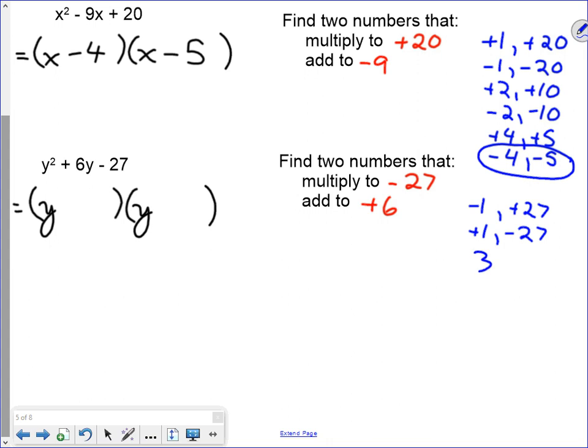I think there's something around 3 and 9. So I could either have negative 3 and positive 9, or positive 3 and negative 9. Which one adds up to positive 6? Negative 3 and positive 9. So y minus 3, y plus 9.